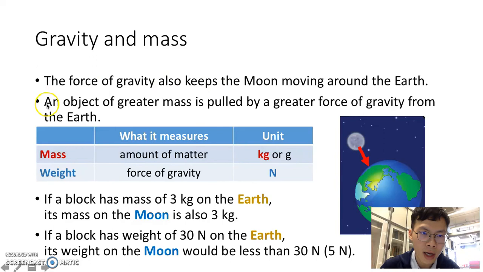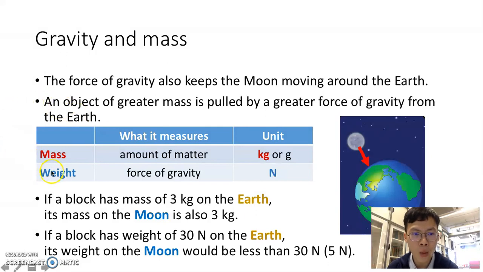So for example, an object of a greater mass is pulled by a greater force of gravity from the earth. Meaning that for an object being attracted, the force of gravity depends on the mass of the object. If the mass is greater, then the force of gravity will be greater. One example: the force of gravity experienced by me will be much smaller than that experienced by the moon, because I have much less mass than the moon.